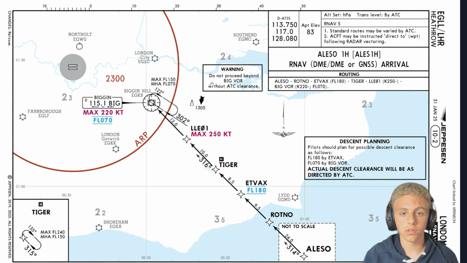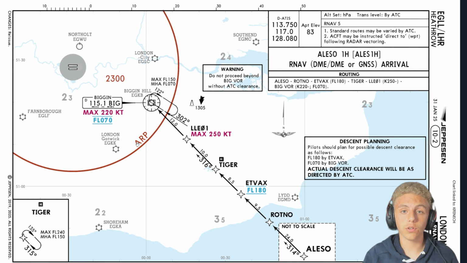And some warnings. First, you may not go past Big NVOR without ATC clearance. And here it tells you that pilots should plan for possible descent clearance as follows: flight level 180 by EDVAX and flight level 070 by Big NVOR. So pilots should plan that this is going to happen. But actual descent clearance will be as directed by ATC, so ATC might tell you to disregard the chart, or they might tell you to just descend to this altitude. And they may make you sort of ignore these warnings over here.